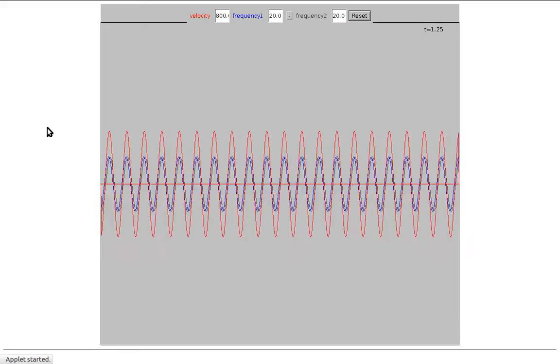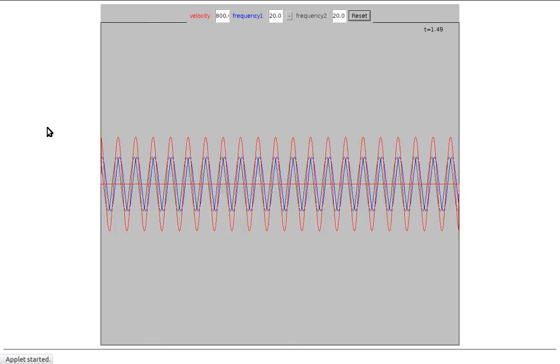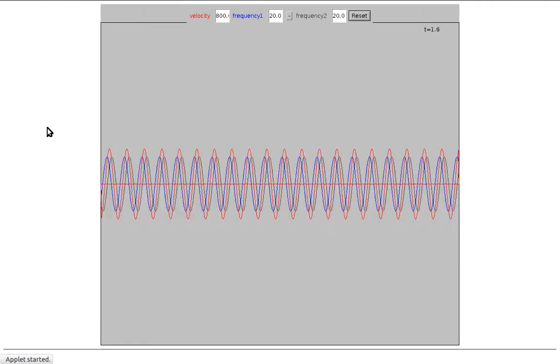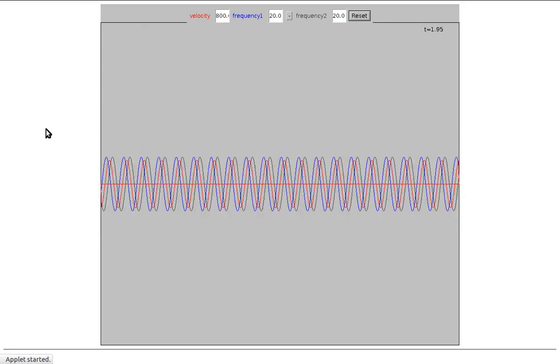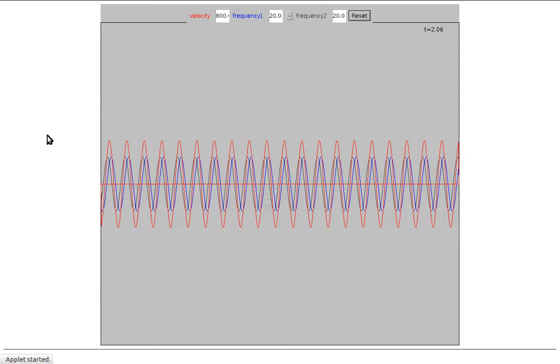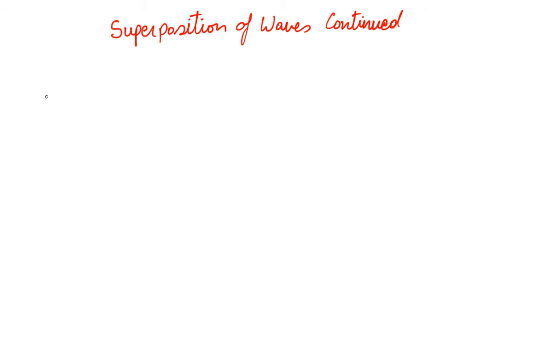And the moment the red wave is on top of the blue one, red assumes the maximum shape or the maximum value, and the moment the black is sort of opposite to the blue one, then red goes to zero. So this is what is happening here. We have two waves, something like this, and when they are on top of each other, then they produce a bigger wave.